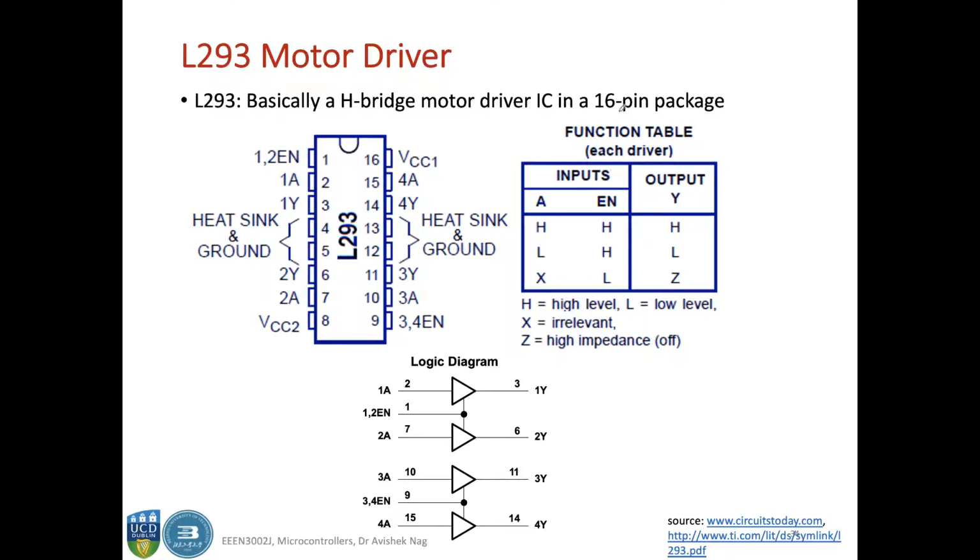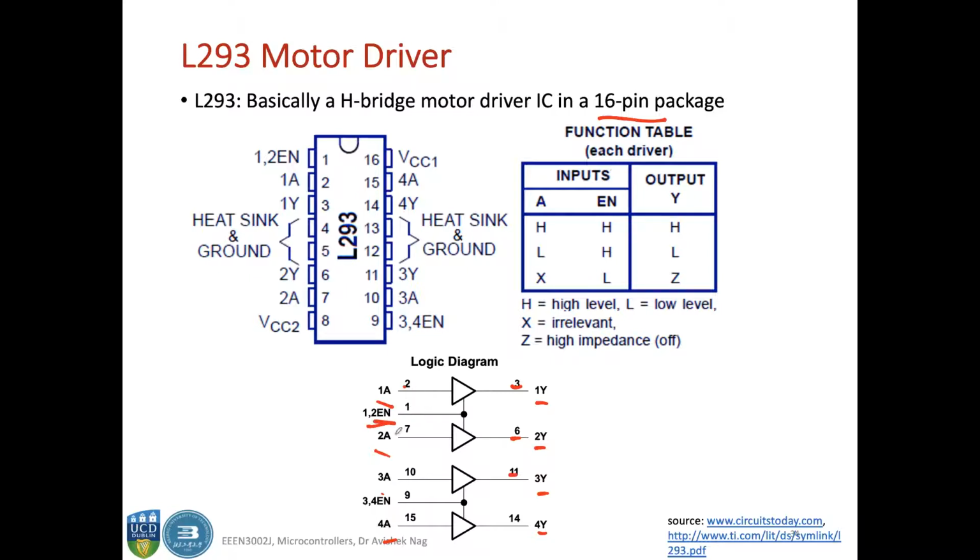So this is what the H-Bridge is all about, and this L293 is a sort of H-Bridge motor driver IC in a 16-pin package. So the L293 and its different pin configurations look like this. You can see that you have 4 inputs and 4 outputs possible. This is the logic diagram, and you have the set of inputs 1A, 2A, 3A and 4A, and then these are the outputs, and these are the pins representing these outputs, and here are the pins that represent the inputs.